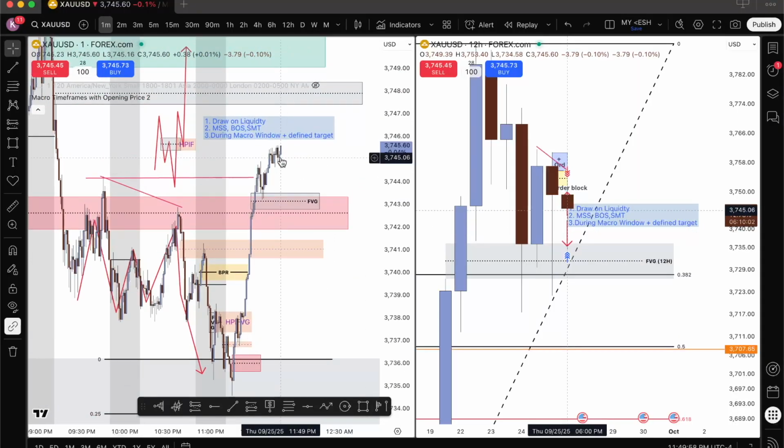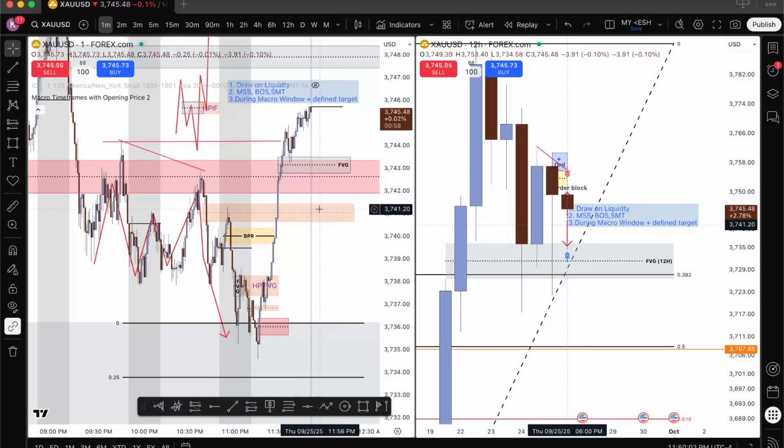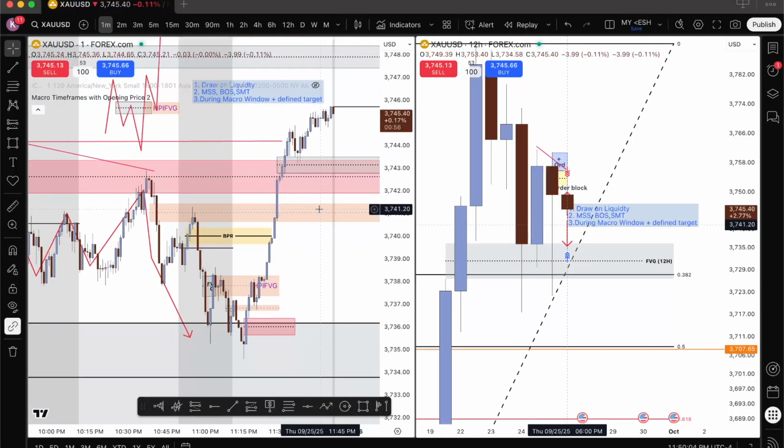Buys still look good right now. Like I said, I probably could have held this. I'm just tired of watching it. And yeah, that's pretty much it.